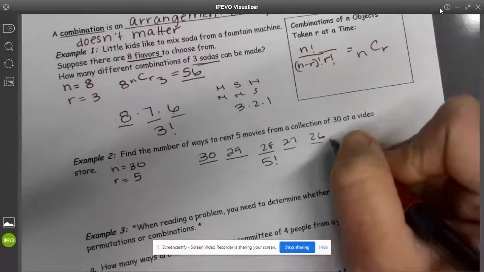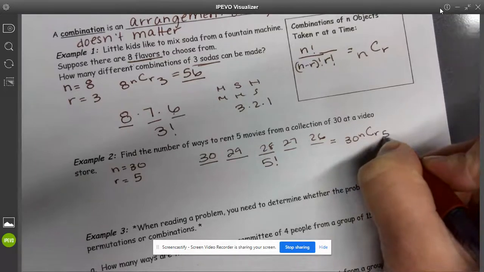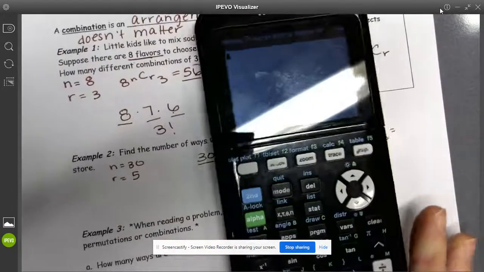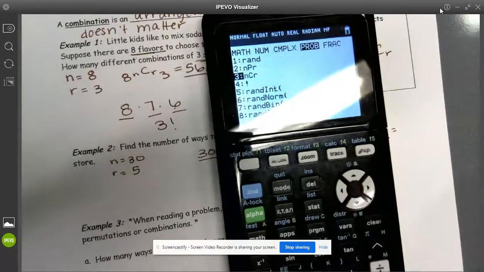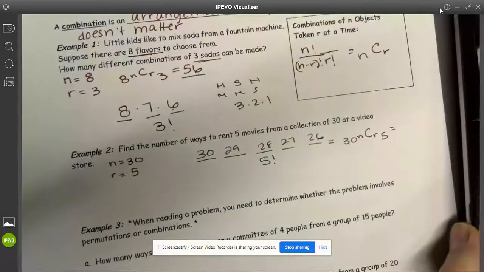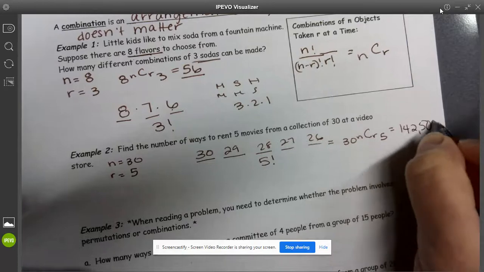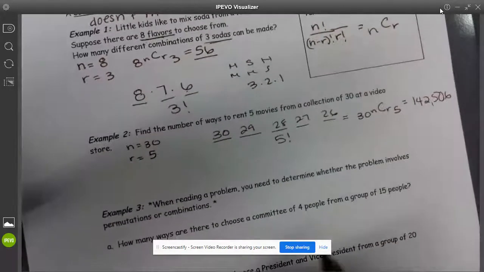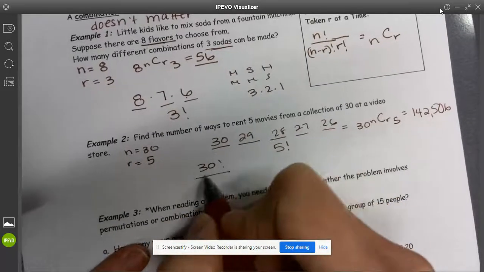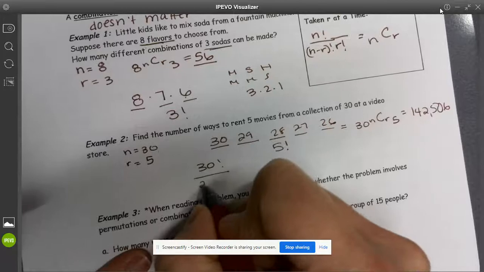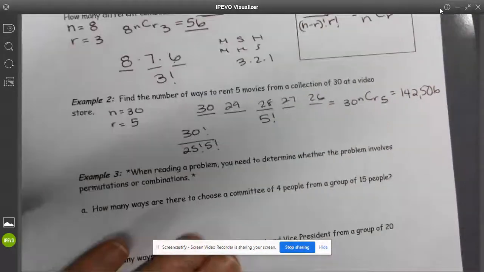That's logic. You can use your calculator. I have 30 objects, but I'm only taking 5. Let's see what we get. It should be a lower number than what a permutation would have given. And you get 142,506. Or you could use your formula, 30 factorial over n minus r, which is 25 factorial, but you still have to get rid of the 5 factorial. And look, those numbers add up together.